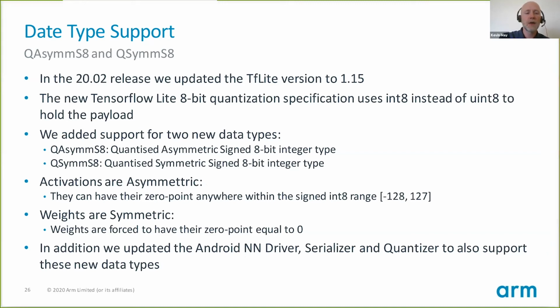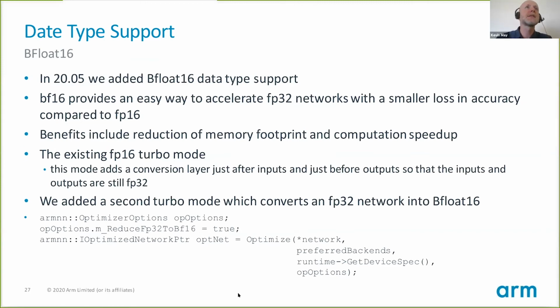And we also added support for two other programs that Arm NN comes with: the serializer, a tool for serializing and deserializing an Arm NN network to a stream, and the quantizer, a tool for converting a 32-bit float network into a quantized asymmetric 8-bit or symmetric 16-bit network. So we added the support for those as well.